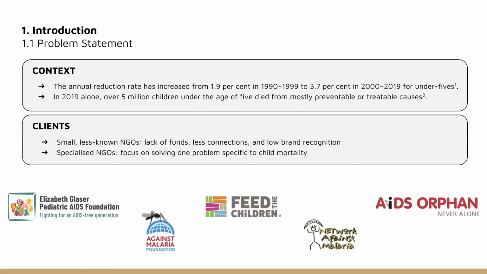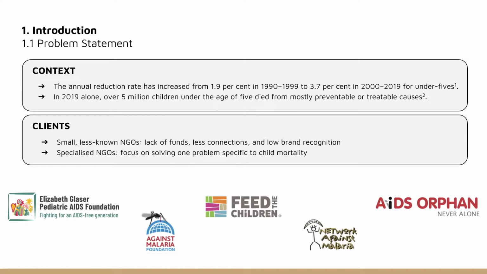Child mortality rates have been decreasing at a remarkable pace. According to UNICEF, the annual reduction rate has increased from 1.9% in 1990 to 1999 to 3.7% in 2000 to 2019 for under 5s. Nonetheless, the improvement of child mortality remains a matter of great international significance. In 2019 alone, over 5 million children under the age of 5 died from mostly preventable or treatable causes, as reported by the World Health Organization.